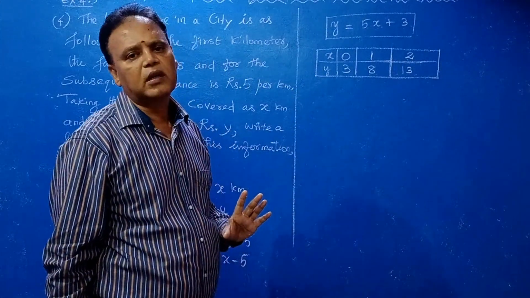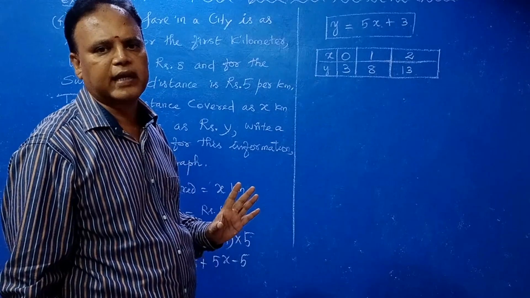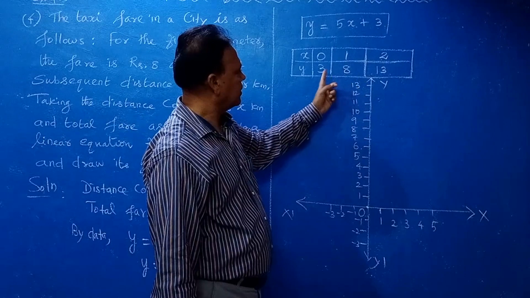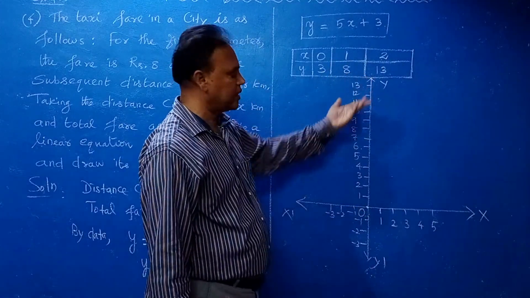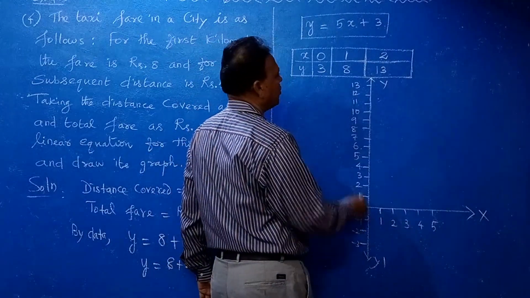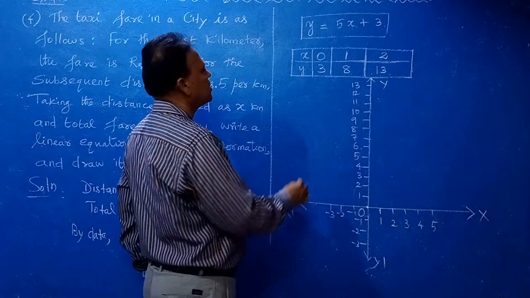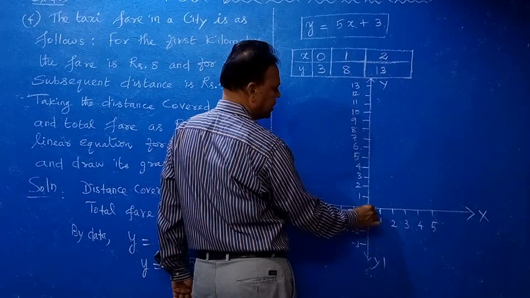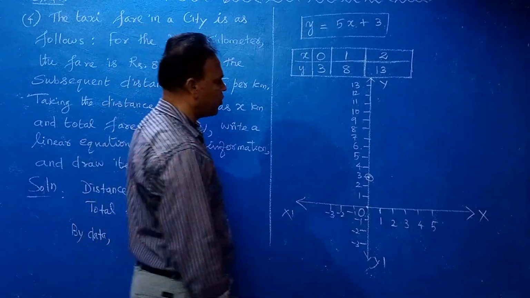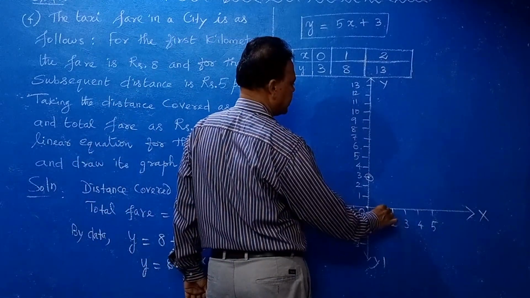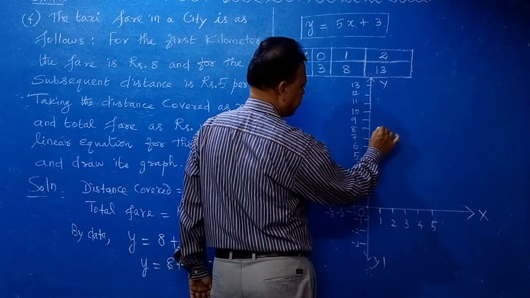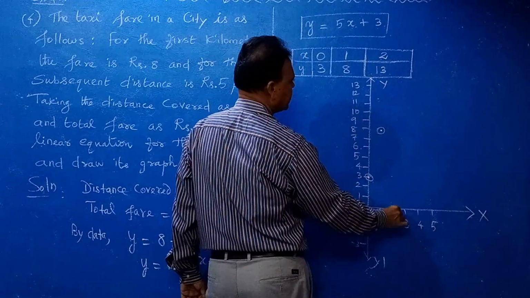Now we have to draw the graph. Here on the y axis you have to take more, since there are no negative numbers, so in the negative part you take less. Now see how to plot these points. x is 0, y is 3 means the point is here. Then x is 1, y is 8 here. Now x is 2, y is 13 here.